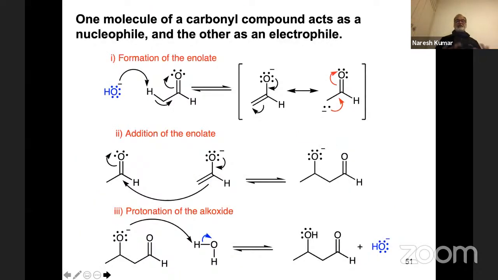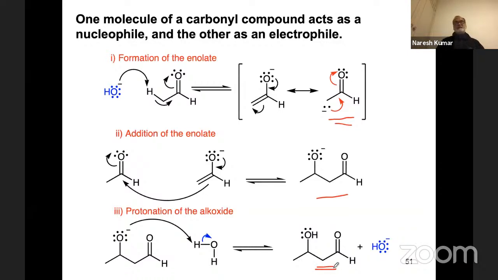What is the mechanism? I've given you some of the mechanism already in the last slide. The base removes this proton adjacent to the carbonyl group to give you this carbanion here, which is then resonance stabilized to form this enolate. And enolate is the reactive species. In this case, the net result is attack of that CH2 onto the carbonyl to give us this intermediate alkoxide, which then gets protonated to give us the corresponding hydroxyaldehyde.